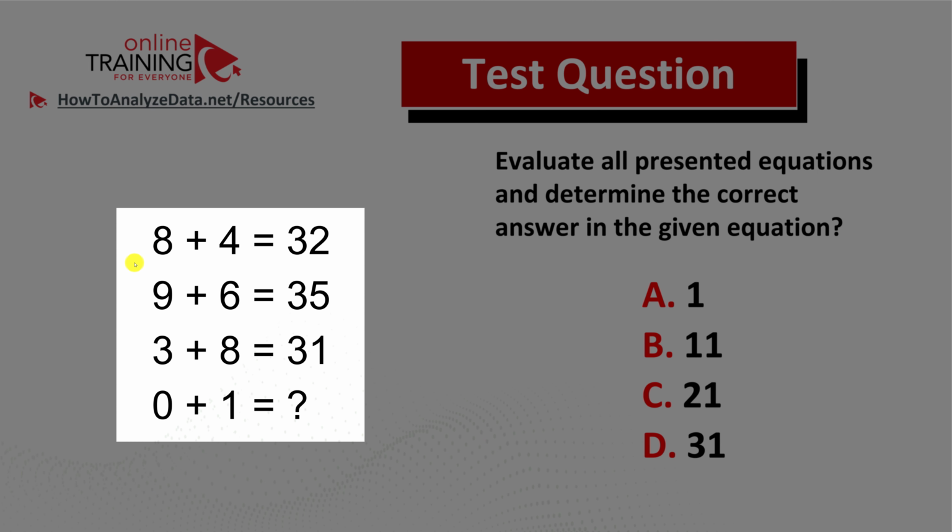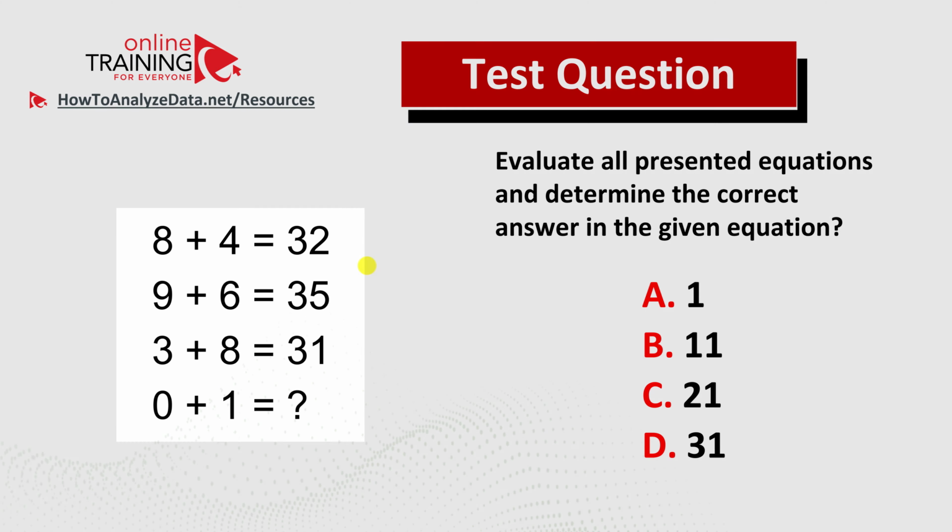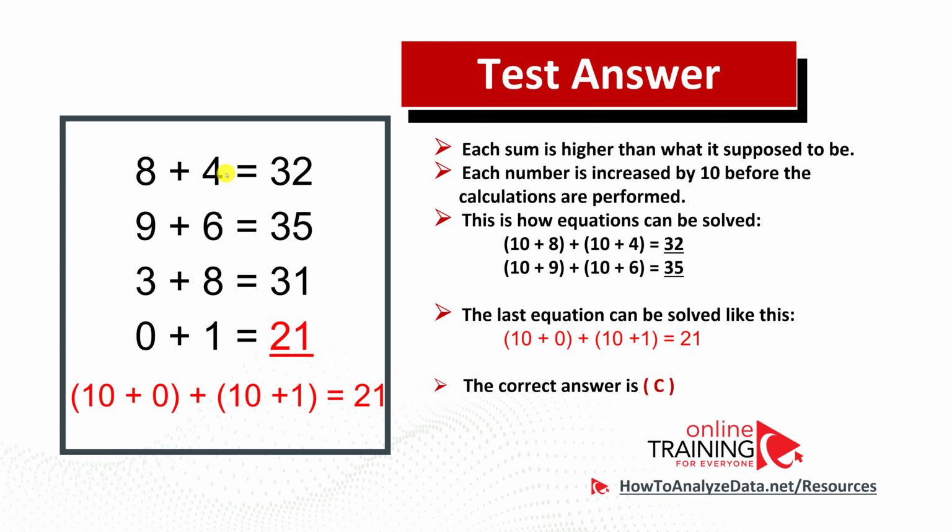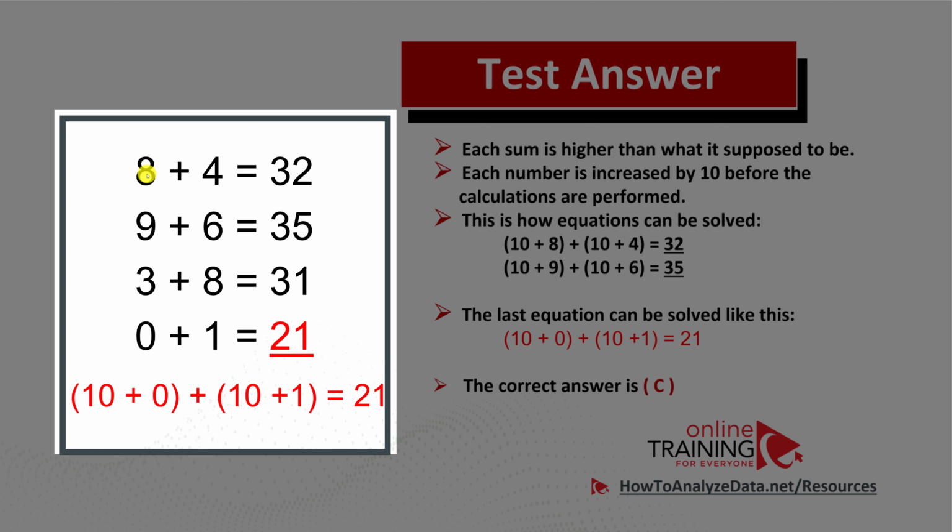And if we continue with this assumption, we can see that the sum of numbers in all cases is a little bit higher than the actual numbers in the decimal system. 8 plus 4 in reality is 12, not 32. But the difference between 32 and 12 is 20. Hopefully this gives you some tip. Now, continuing with this logic, basically what's happening is that each number is incremented by 10 before the calculations are performed. For example, 8 plus 10 is 18, and 4 plus 10 is 14. 18 plus 14 equals 32.